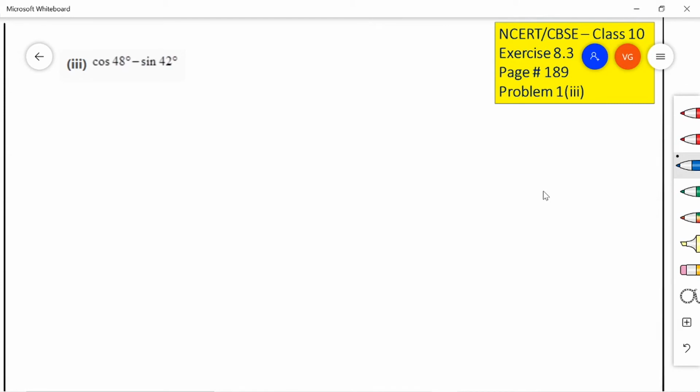Now this is the third subsection from problem number 1, exercise 8.3. The problem goes like this: cos 48 degree minus sin 42 degree. Again check whether these two angles are making 90 degrees or not. So 48 plus 42 is 90 degrees. That is, these two are complementary pairs, right? Complementary angles. 48 and 42 are a complementary pair.